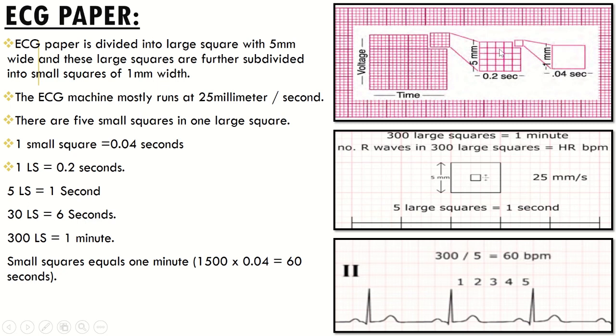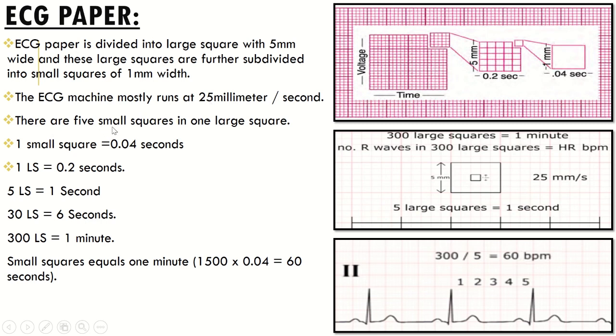So the large square is 5 mm wide and the small square is 1 mm wide, and the time taken for one small square is 0.04 seconds, and the time taken for 5 mm is 0.2 seconds. So 0.04 into 5 is 0.2 seconds. The x-axis is the time and the y-axis is the voltage. The ECG machine mostly runs at 25 mm per second. This is the standard speed of the ECG machine, which is most common.